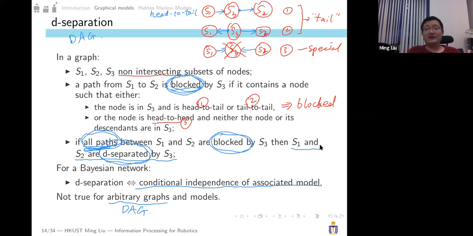Secondly, if along the path you have a head-to-head node, then the part you want to study, like this S3, should not belong to such a case. So actually, this second part is a little bit subtle, a little bit tricky. And this one is easy: if you see a tail, then it's blocked. If you see a head-to-head, then the node should not belong to the subset or its descendants.